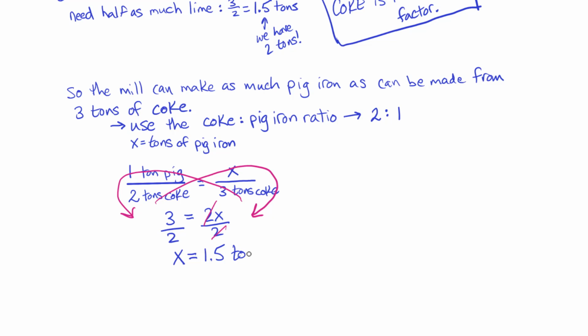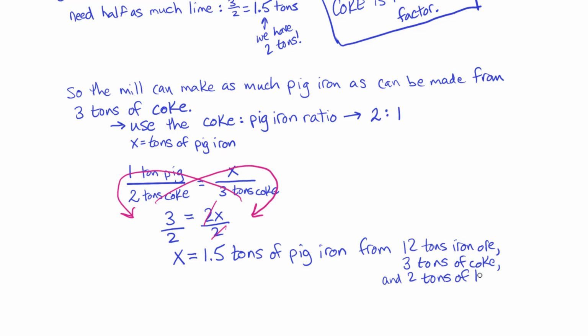And that is 1.5 tons of pig iron is what you can get from 12 tons of iron ore, 3 tons of coke, and 2 tons of lime. The deal is you're going to have quite a bit of iron ore and lime left over for when the next shipment of coke arrives.